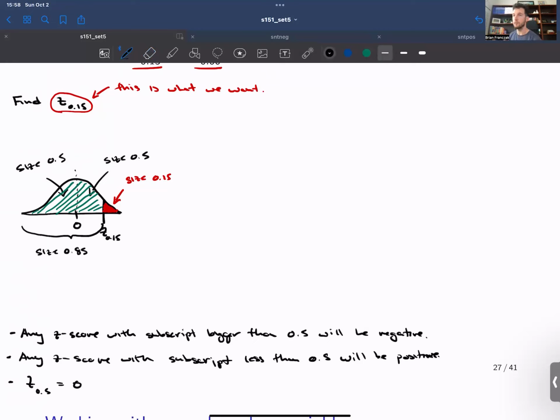And we know that that's true because the sum of the areas under the curve on either side of the z-score has to equal 1. So 0.85 plus 0.15 equals 1. All right, so now what we're going to do is we're going to look up 0.85 in the standard normal table.